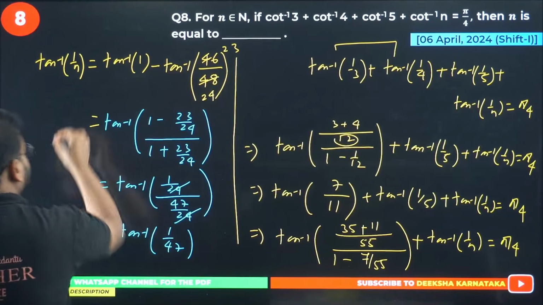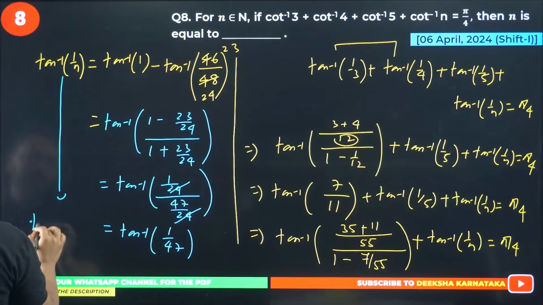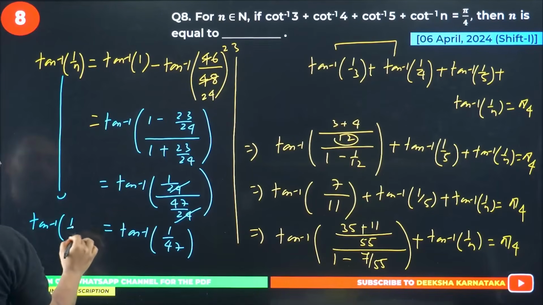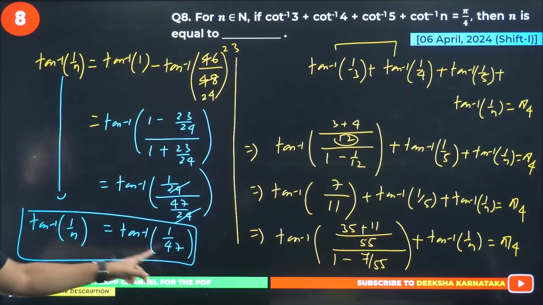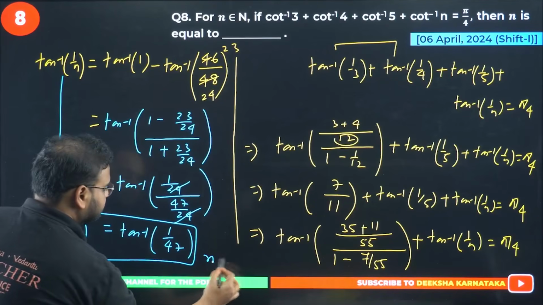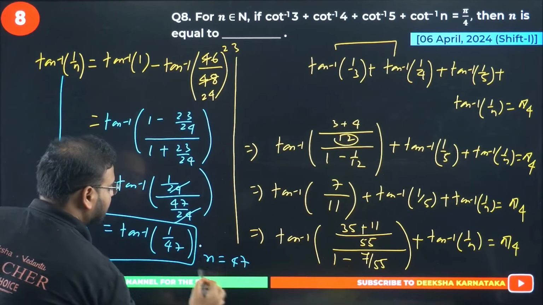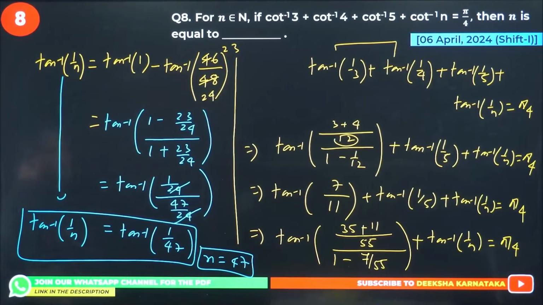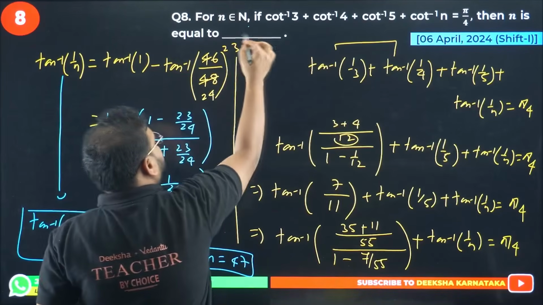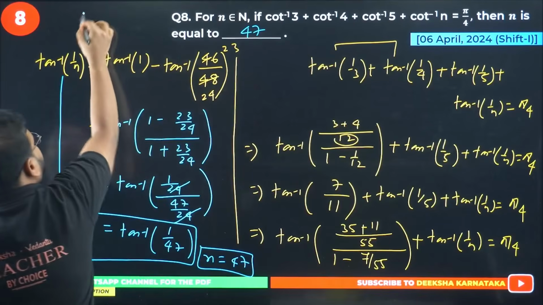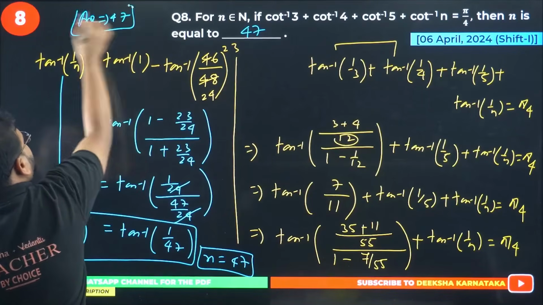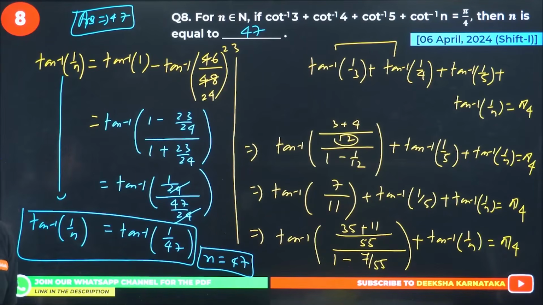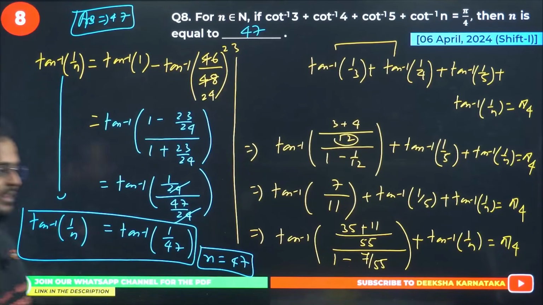What is this side? It continues over here to tan inverse of 1 by n. Compare these two. Value of n is how much? Value of n is 47. Answer is 47. Fair enough? Clear? Okay. Any problem? No.